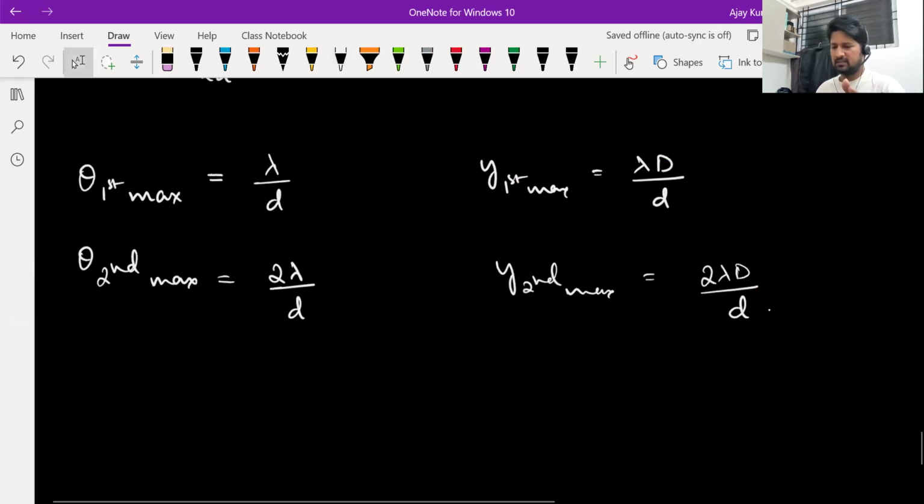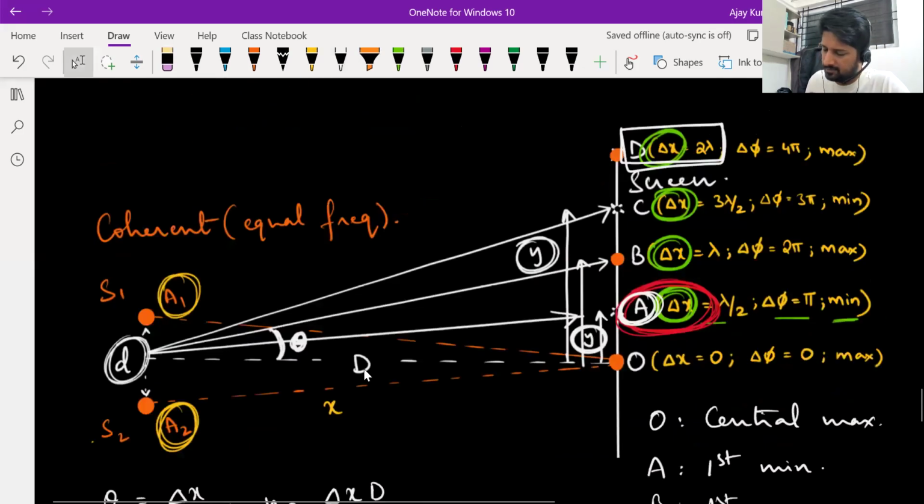Now, in YDSE, the actual experiment, the screen is kept at a significantly large distance from the sources compared to small d. Capital D will be very large compared to small d. Like how large is very large? See, small d is the distance between two sources, that is a few millimeters. Capital D will be in meters. So the ratio will be 1:100 times or more than that. Okay, much more than that actually. Why should capital D be kept so large? Okay. Simple idea.